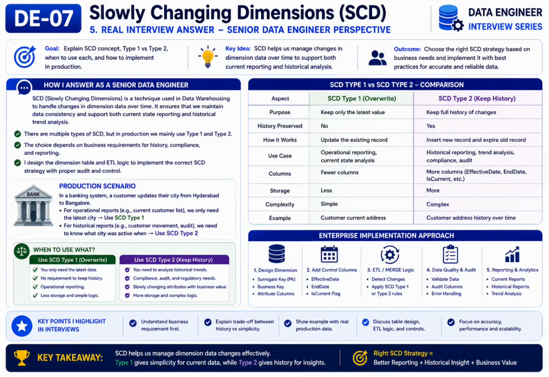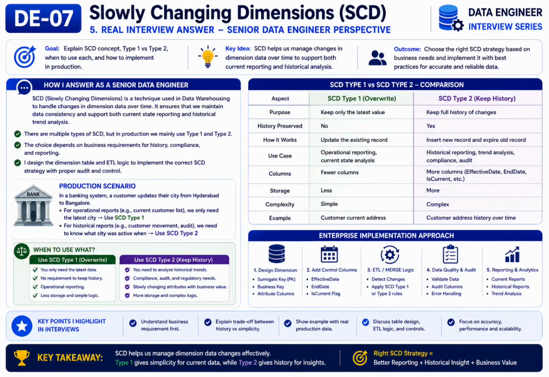So here are a few practical tips from my production experience. So never implement type 2 unless the business actually needs historical data. Then always discuss reporting requirements before choosing the SCD type. Then maintain effective date, end date and current flag for every type 2 implementation. Then test multiple updates for the same customer to ensure history is preserved correctly. Then keep your SCD logic reusable so it can be applied across multiple dimension tables.